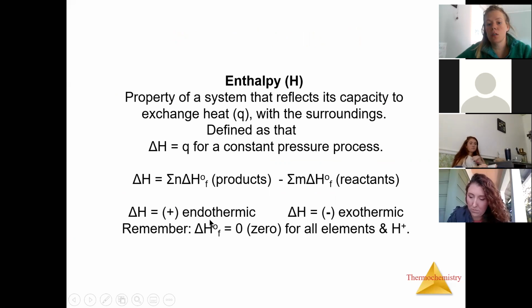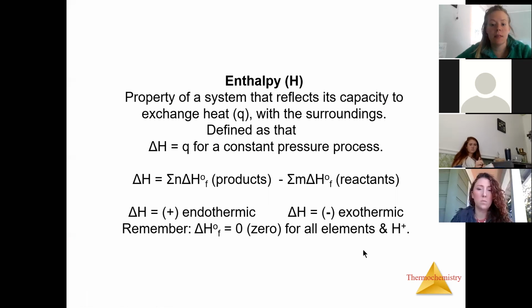Your formation, or your delta H of formation, of any element is 0. Why? Because it's already in elemental form. We can't form that. We're not using any sort of formation to get hydrogen by itself. This is true for elements that are in atomic form. It's also true for diatomics.